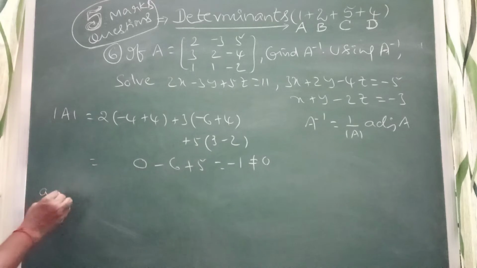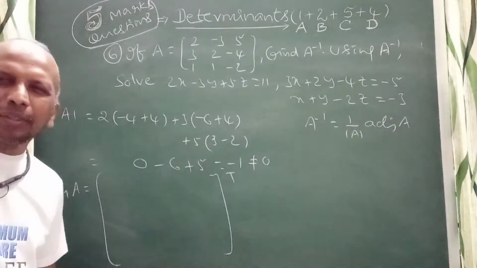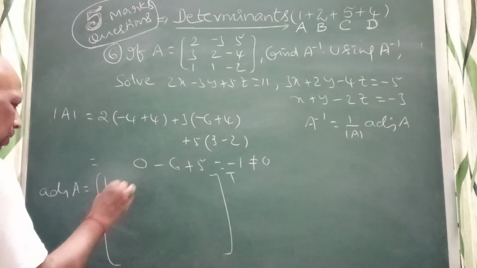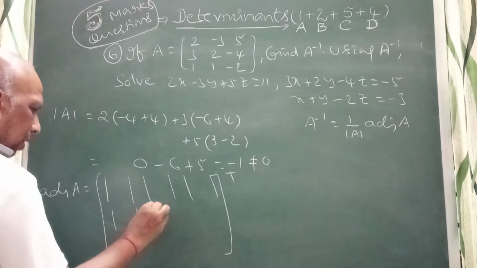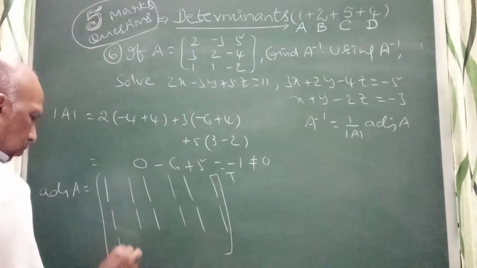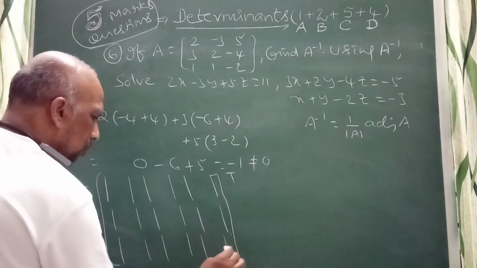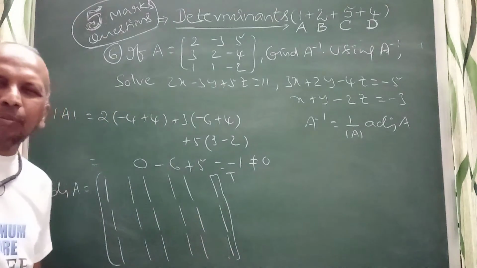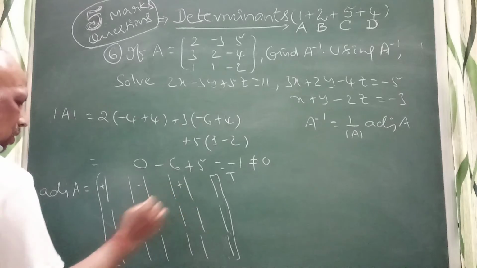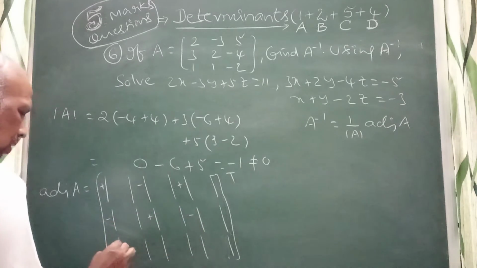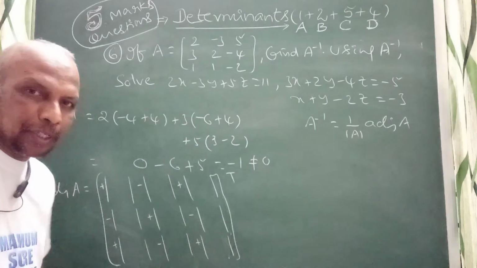To find adjoint A, you can use the transpose of this, right? I can use nine determinants. Now I can write the signs plus minus plus, minus plus minus, plus minus plus, because minus multiplied with the corresponding sign will become the cofactor.